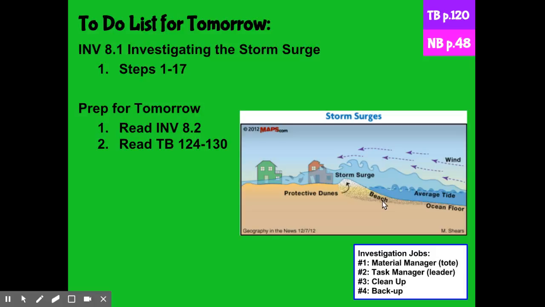So, Investigation 8.1, you have 17 steps to get through today. And when you get done, you can do Investigation 8.2 and finish that up. If you have any questions, please let your teacher know.